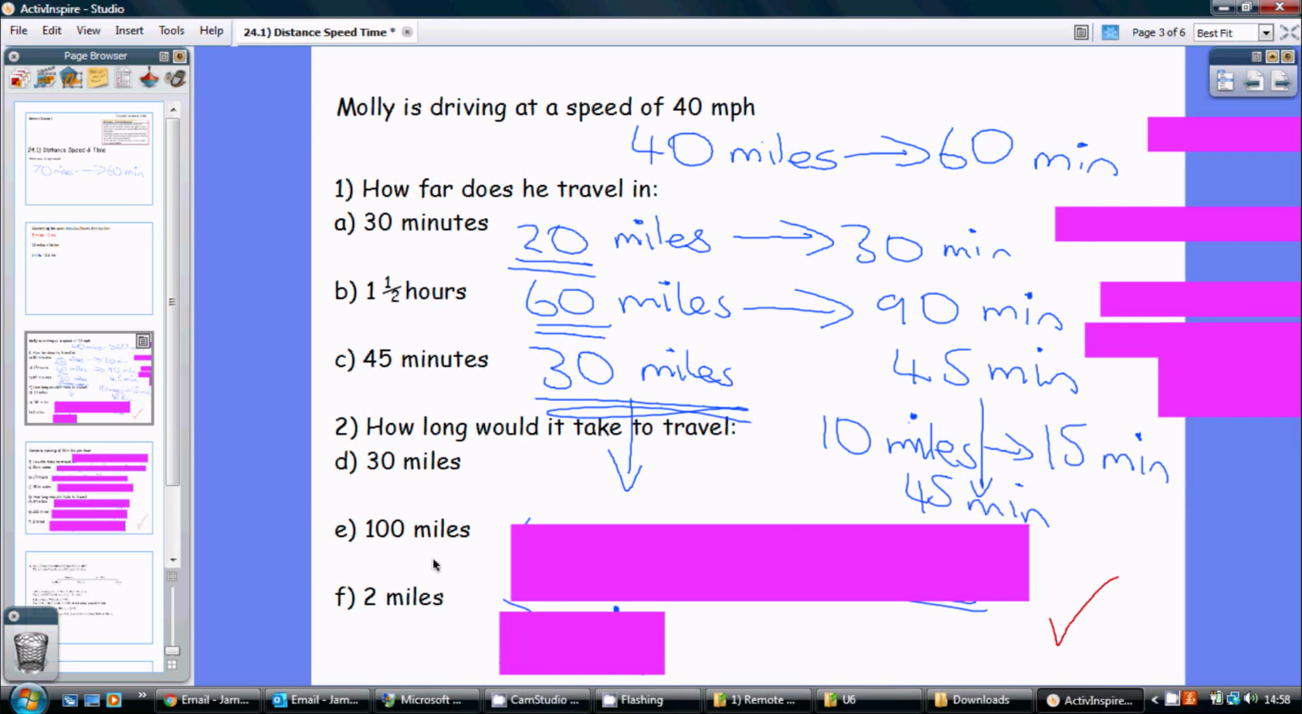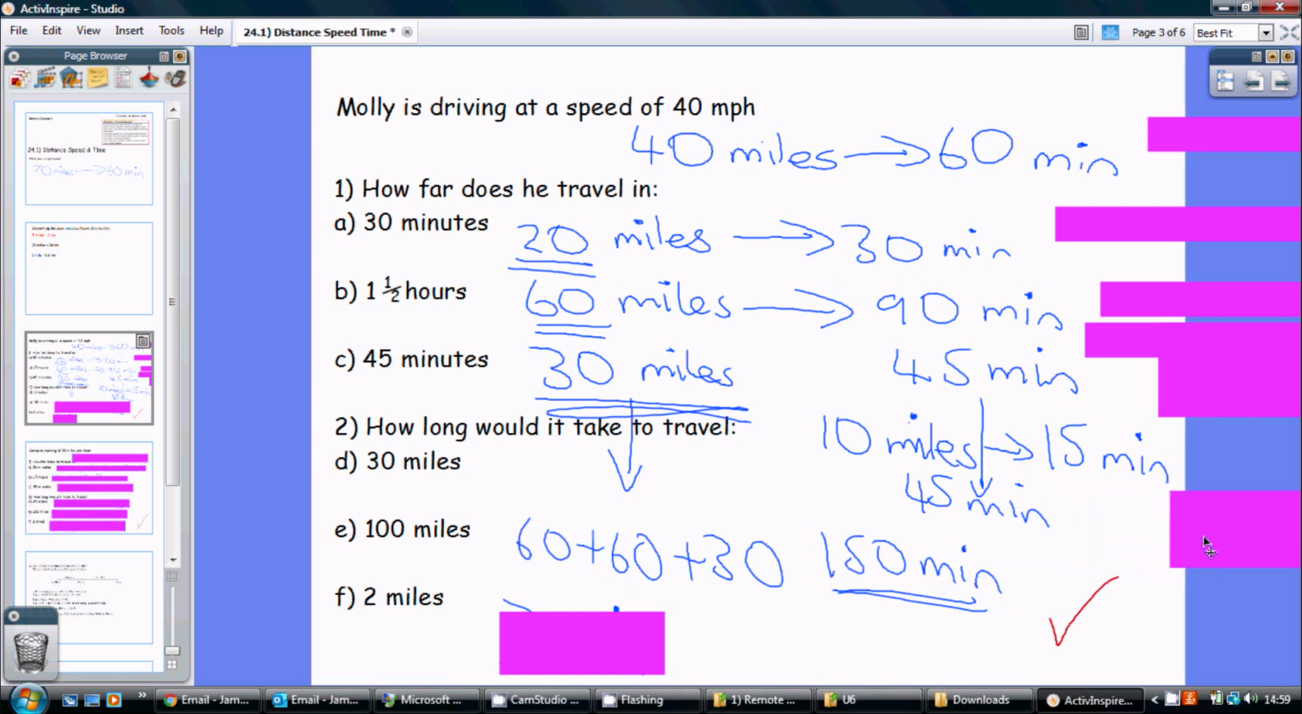Now 100 miles, okay, so whichever one you wanted to do really. You could do it from this one, for example. So 20 miles was in 30 minutes, so 5 times as far will take you 5 times as long, so that's going to be 150 minutes. And then 2 miles. Okay, so lots of ways to do that. Perhaps the easiest is just to divide this one here by 10. 2 miles will take you 3 minutes.